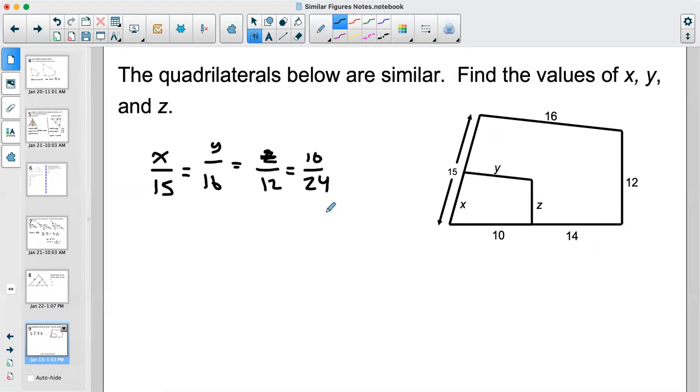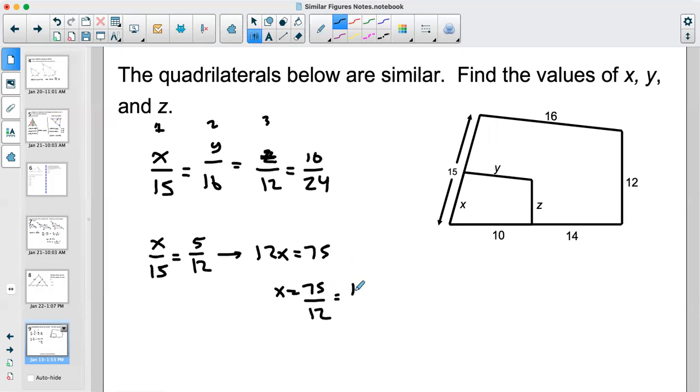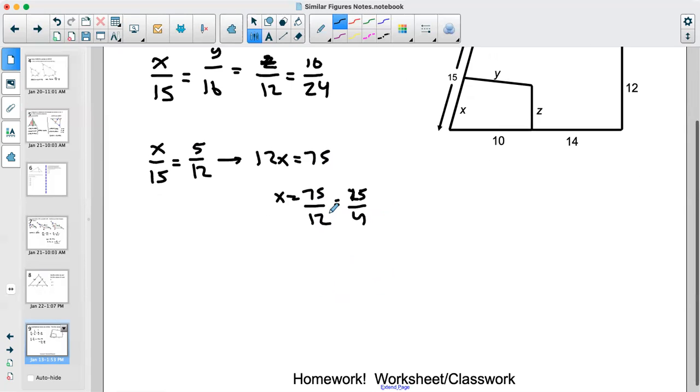So 10 over 24 is the same as 5 over 12. I can pick any one of these three and just set it equal to 5/12. So I'm going to do X over 15 first. X over 15 equals 5/12, which means 12X equals 75. So X is 75/12, which is 25/4. Divide them both by 3, you get 25/4. So that's X.